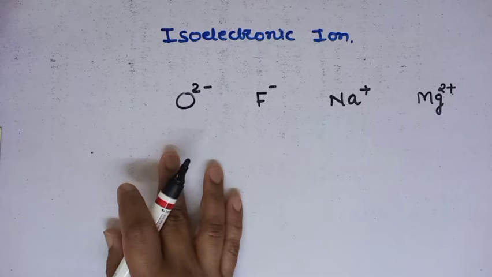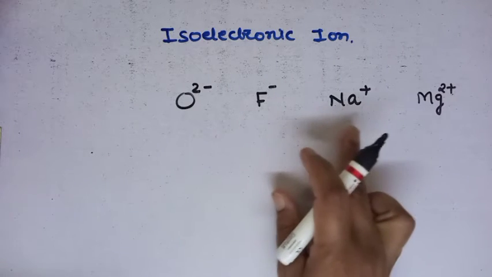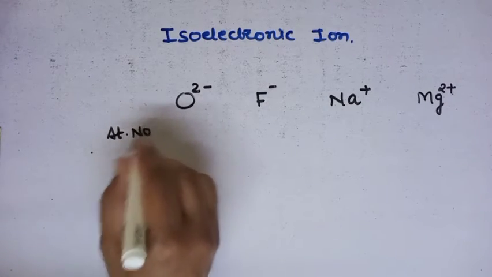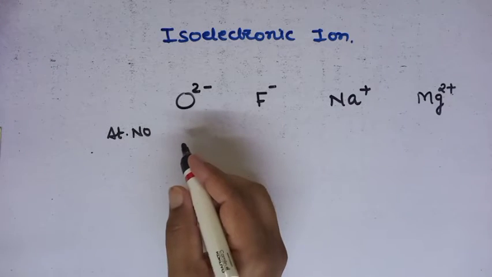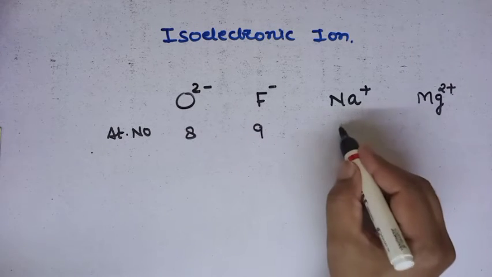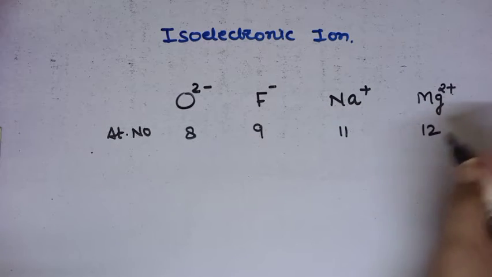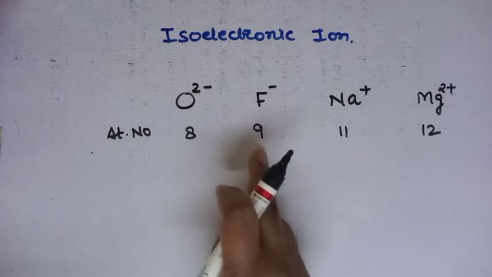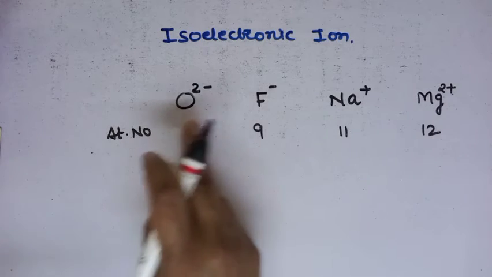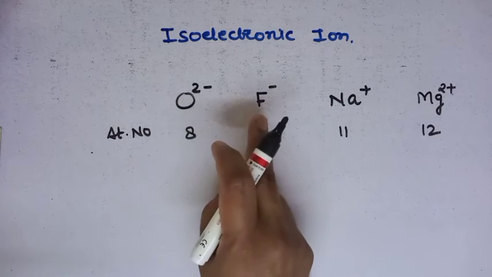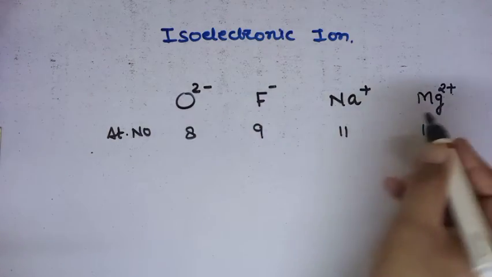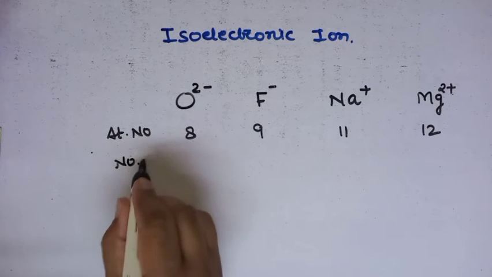For example, here I have taken O2 minus, F minus, Na plus and Mg2 plus. Their atomic number, which also refers to the number of protons in the nucleus, ऑक्सीजन का होता है बच्चों 8, फ्लोरीन का 9, सोडियम का 11, मैग्नीशियम का 12. So these many positive charges are present in the nucleus. But these are the ions. The negative ion has taken up some electrons and positive ion has lost some electrons. Now let us check the number of electrons in it.